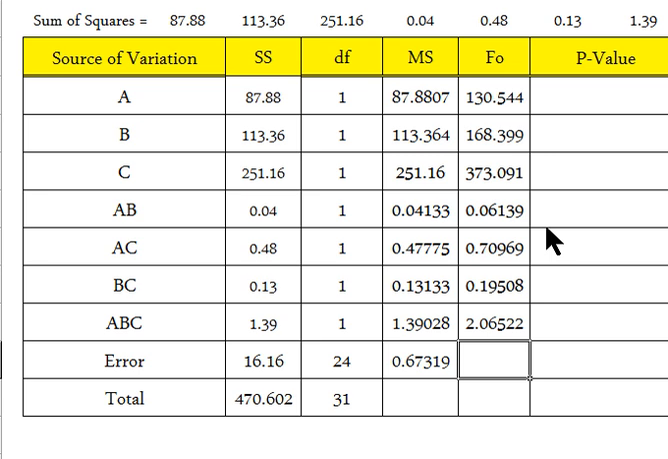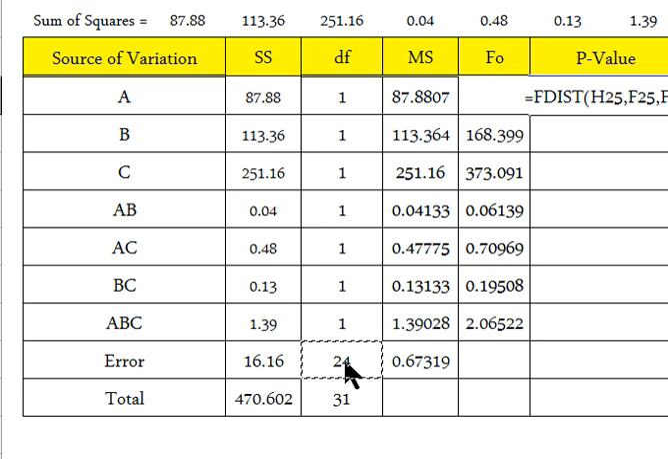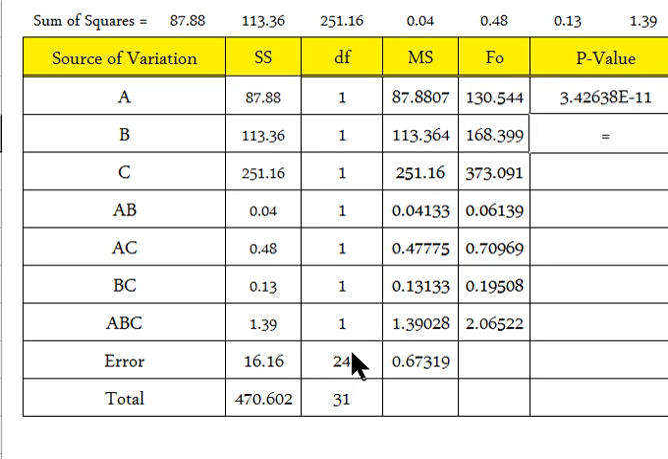Now, for the probability value for F, we use the Excel F distribution function, which is FDIST, open parentheses, F for the first value, degrees of freedom of the numerator, degrees of freedom for the denominator. For factor B, equals F distribution, open parentheses, F, degrees of freedom for the numerator, degrees of freedom for the denominator. I'm going to enter 24 here so I could drag my cell. And we drag it.